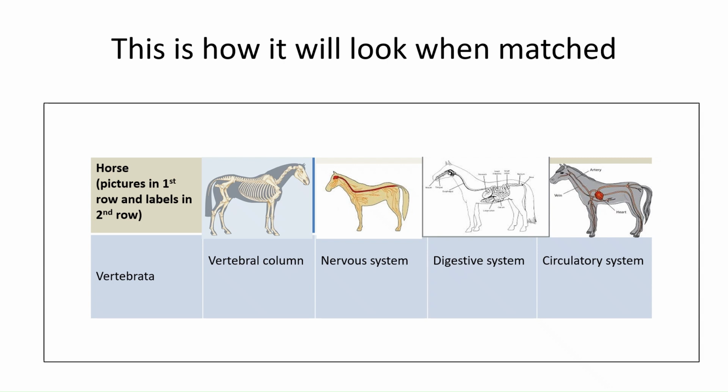So you can see Vertebrata. Then you have the vertebral column, so you have the picture of the horse. And then you have the nervous system, so you have to keep the nervous system picture of the horse there. Then you have the digestive system and you have to keep the digestive system of the horse there. And circulatory system, you keep the circulatory system of the horse there.